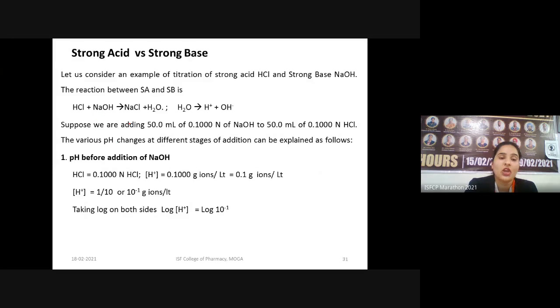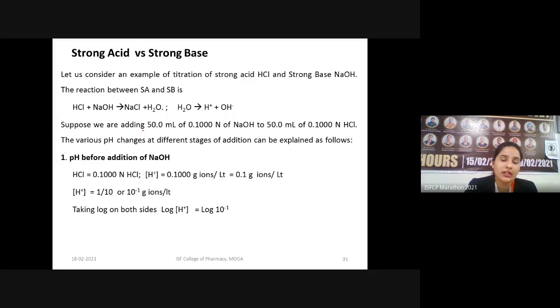OH negative ions from the base portion are going to neutralize the H positive ions from the HCl. H positive ions and OH negative ions combine to form water, whereas the remaining Na positive ions and the Cl negative ions from the HCl combine to form salt. So now we will be considering the different points with some numerical values.